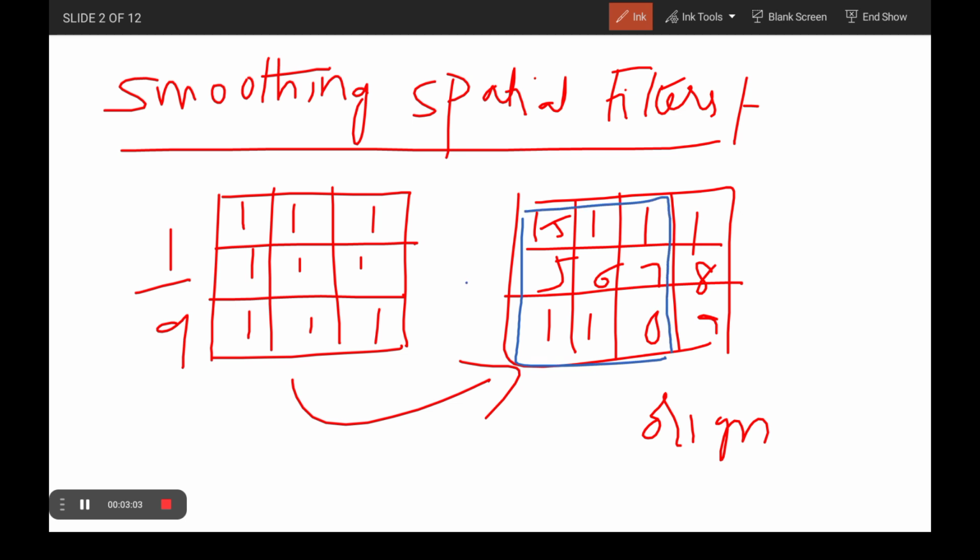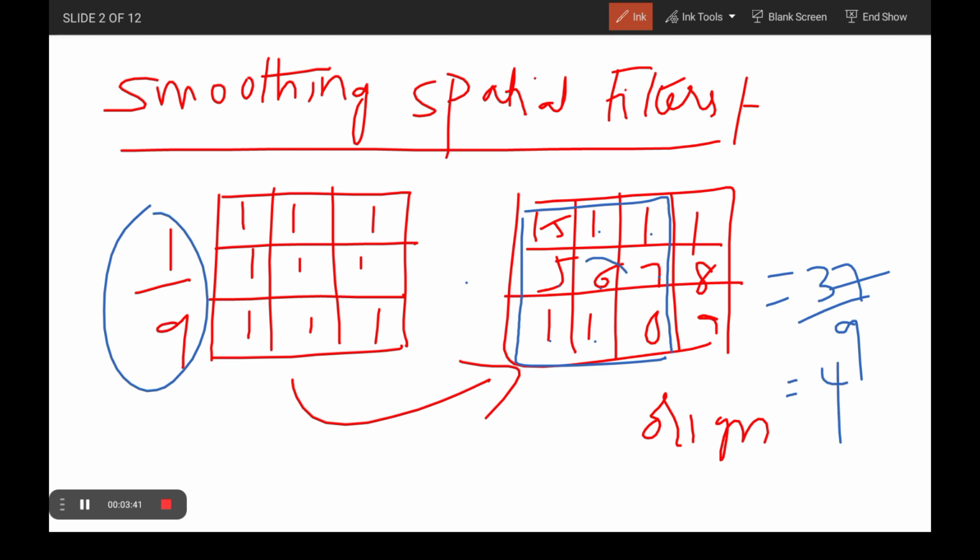If you perform the point to point multiplication and add, you get 15 plus 16, 15 plus 1, 16, 17, 17 plus 3, 24 plus 6, 24, 30, 35, 36, 37. That means the overall value is 37. We divide by 9 for the average, since average means smoothing. So 37 divided by 9 gives about 4. Nine 4s are 36. Actually the central pixel value is 6.